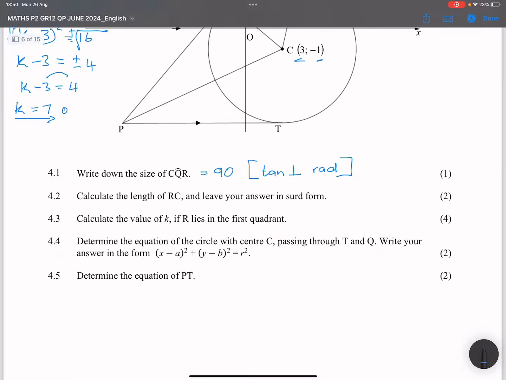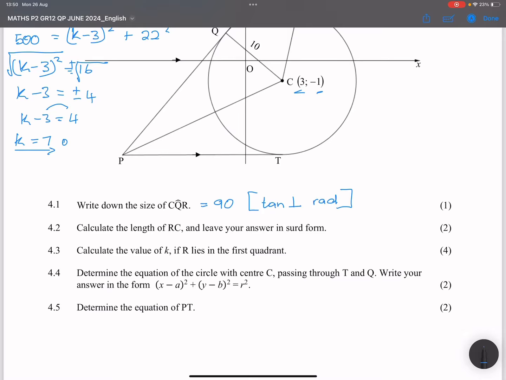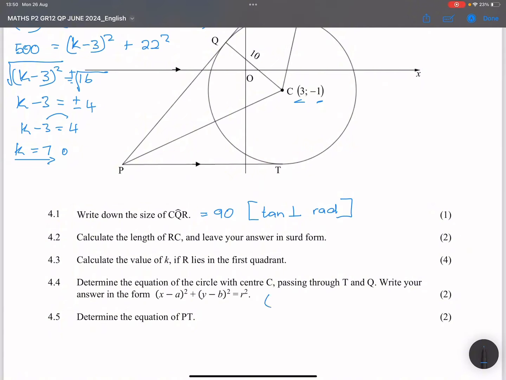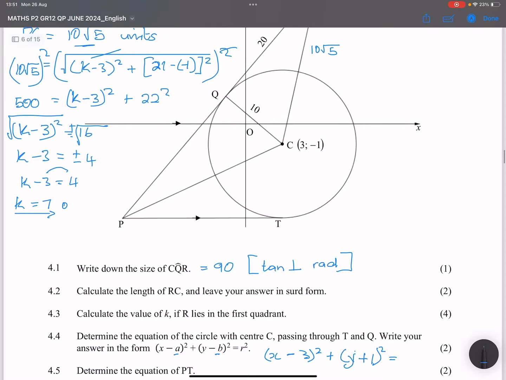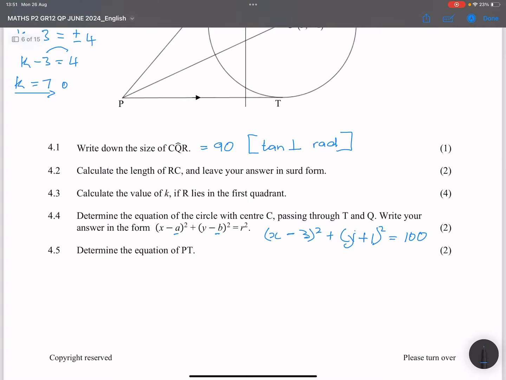Now they say to us, determine the equation of the circle with center C passing through T and Q. Write your answer in that format. Ladies and gents, we know that our a and b values are the center. So this will be x minus 3. Please remember that they change sign when they are inside the bracket, plus y plus 1, because our y value there is negative 1. So that also changes sign, squared. And we know the radius is given there in the form of CQ. We know our radius is 10. But remember, we say radius squared, so that will be equal to 10 squared, which is 100. So that is really how we get that equation.